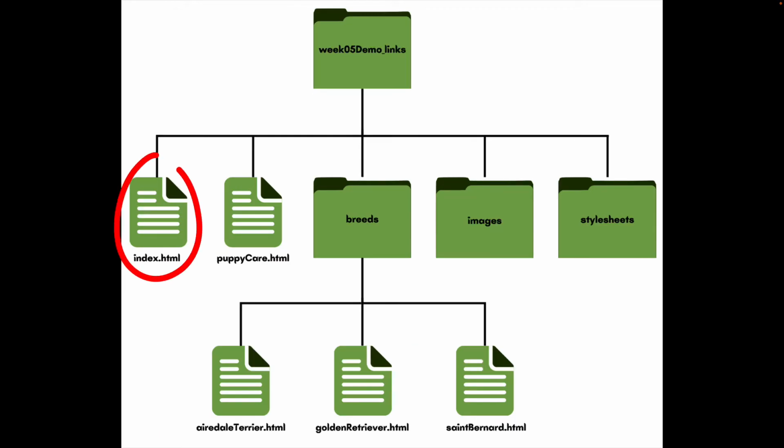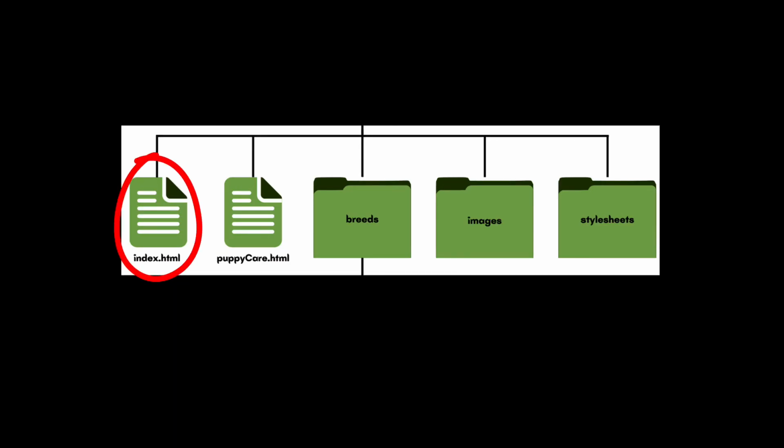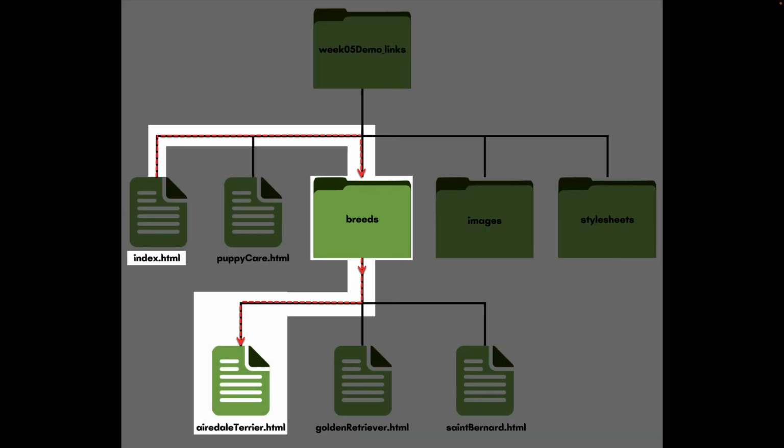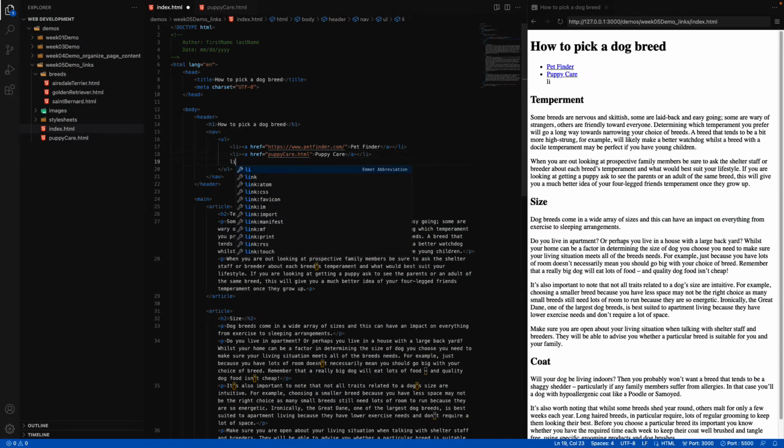We're currently at the index page, and we only have visibility to our puppy care and the 3 folders of breeds, images, and style sheets. But we want to go from our index file into the breeds directory so that we can see the Airedale Terrier file. So let's head back to VS Code. And just like before, in our index file, we'll create a new list item with a new anchor element.